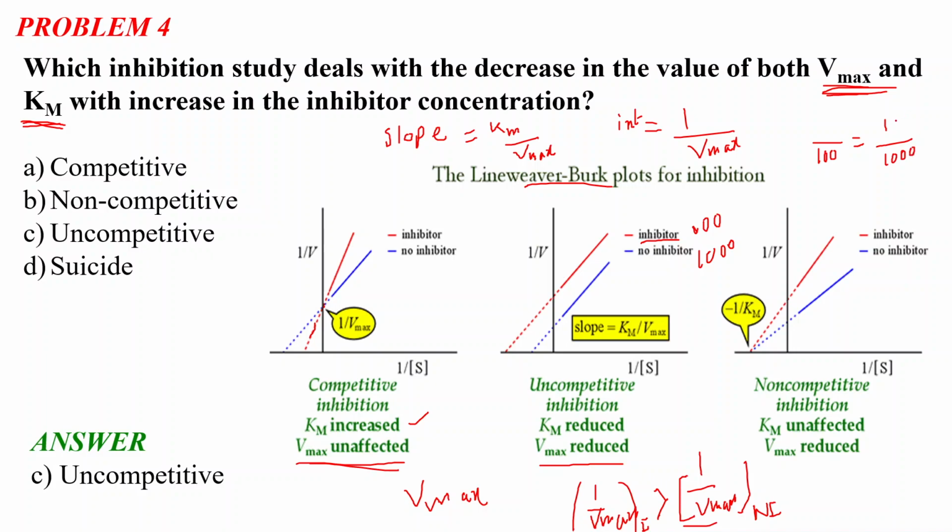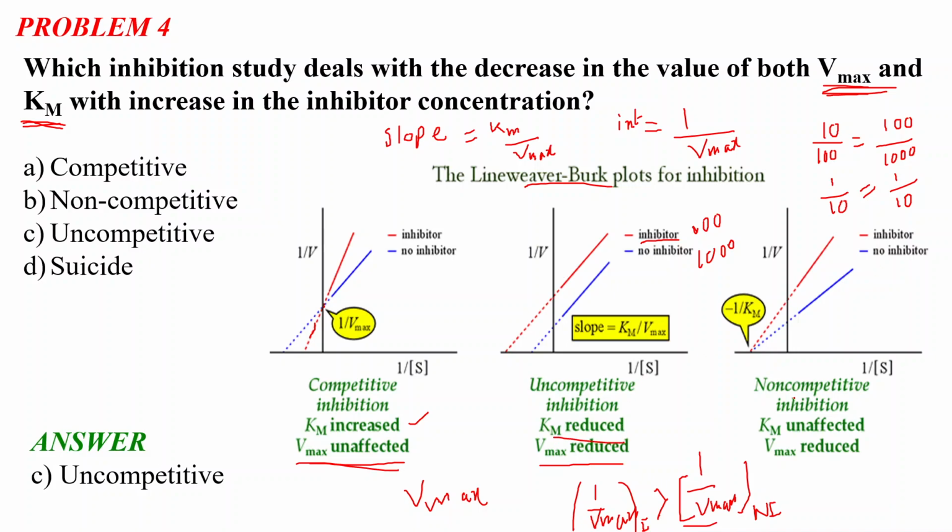So, let us say the Km value with the inhibitor is 100. What is the value of the slope? It will be 1 by 10. For the left hand side and right hand side to be equal, we need to have 10 here. Then the left hand side and right hand side will be the same. So, to have this same slope, we have to have a reduced Km value.